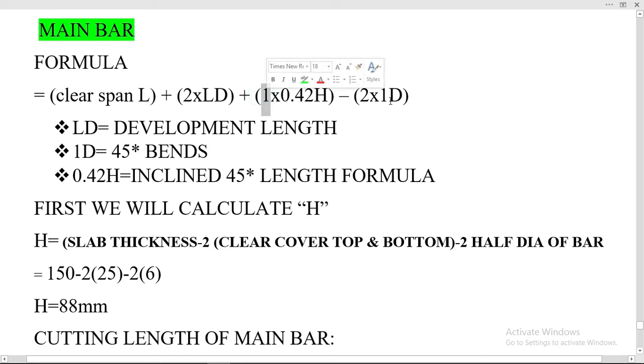And in one bar we have one bend length, that's why multiply 1 here. Minus 2 into 1D. In one bend length we have 2 45 degree bends, that's why we deduct 2 into 1D. 45 degree formula is 1D. So 2 bends of 45 degrees, that's why multiply 2. I want to show you in the section.